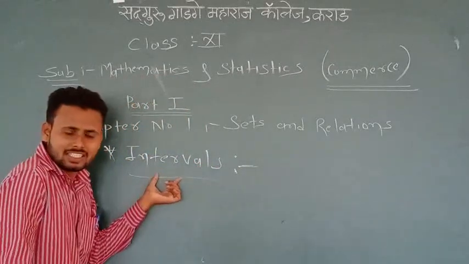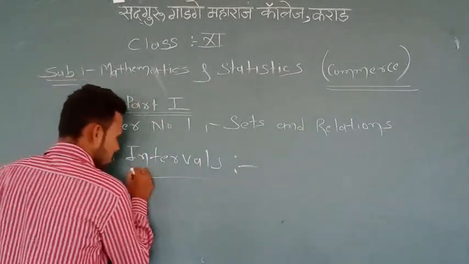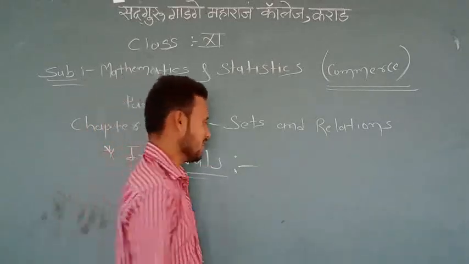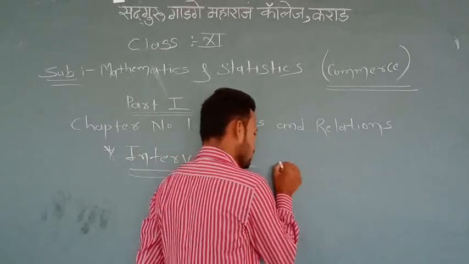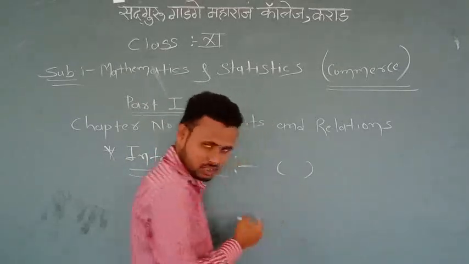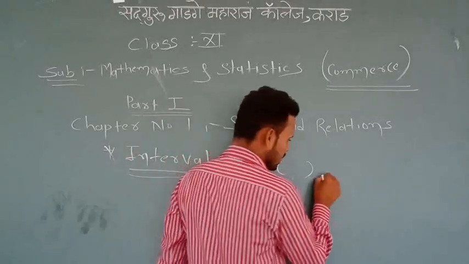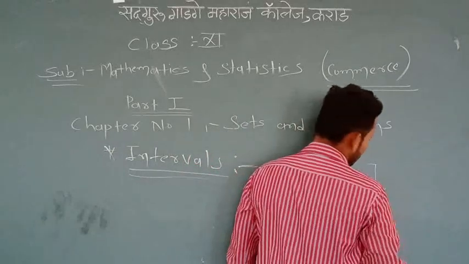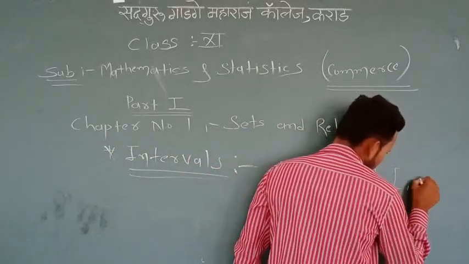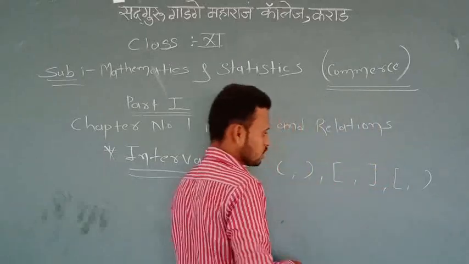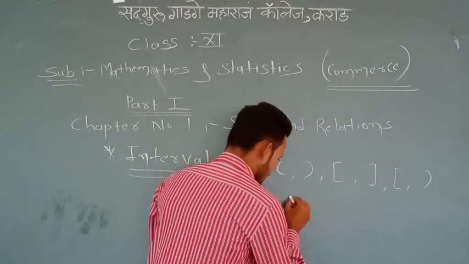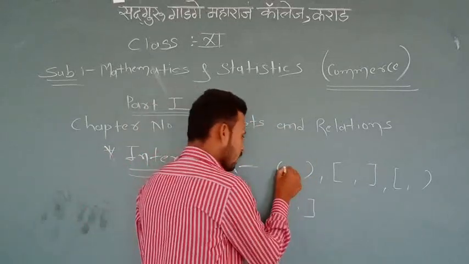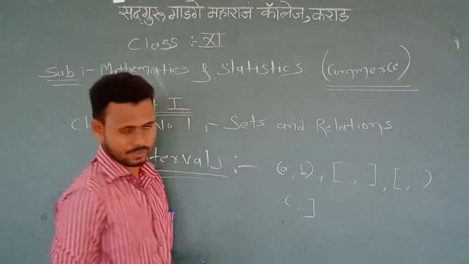Our next point is intervals. There are four main types of intervals. First one is open interval. The second one is closed interval. The third one is semi-closed interval. And the last one is semi-open interval.